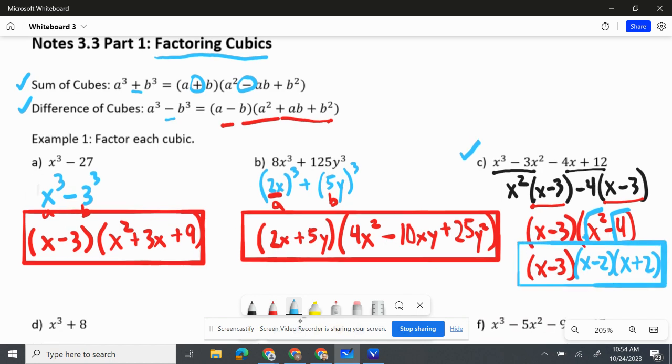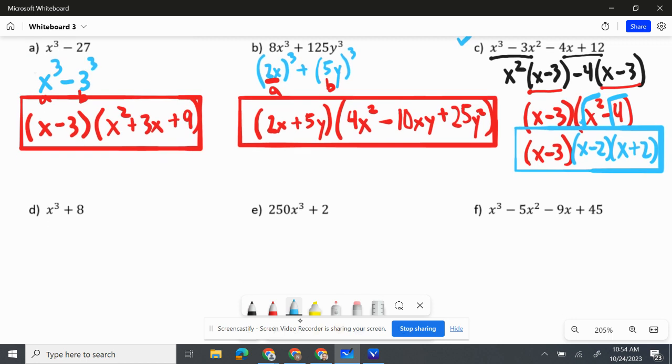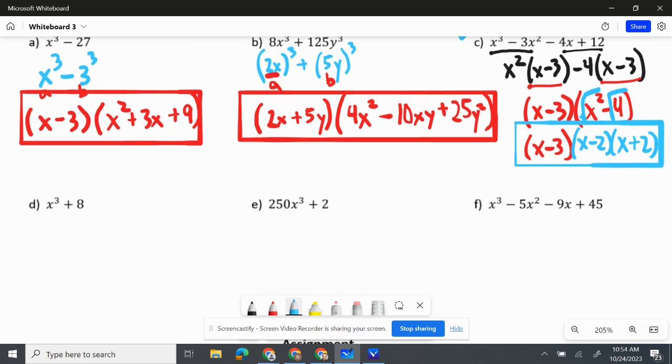Okay, let's look at a few more. So for letter D, we're going to do the same thing. I'm going to write it as a cube, so x cubed plus 2 cubed. And so when I write it, I put x plus 2, and then I put x squared minus 2x, and then I square the b, and I get plus 4.